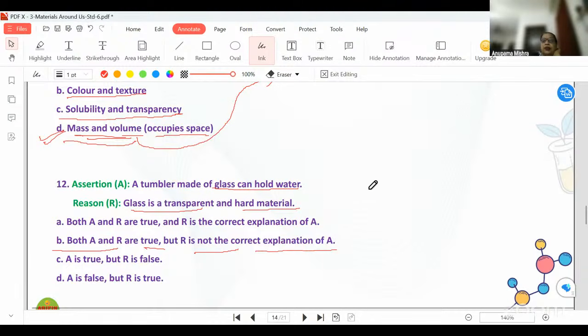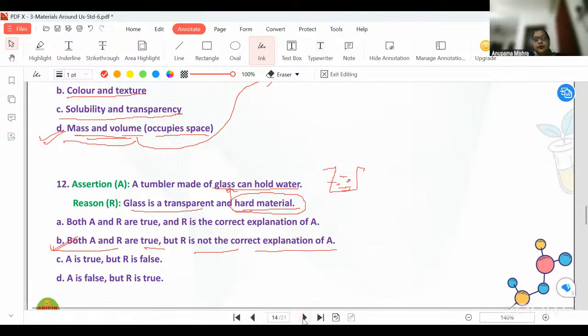Why? Because if you take the tumbler, it holds the water. Yes, it's true that glass is a transparent and hard material, but this does not explain the statement. Glass is not a hard material. Now, B is the correct answer for this.